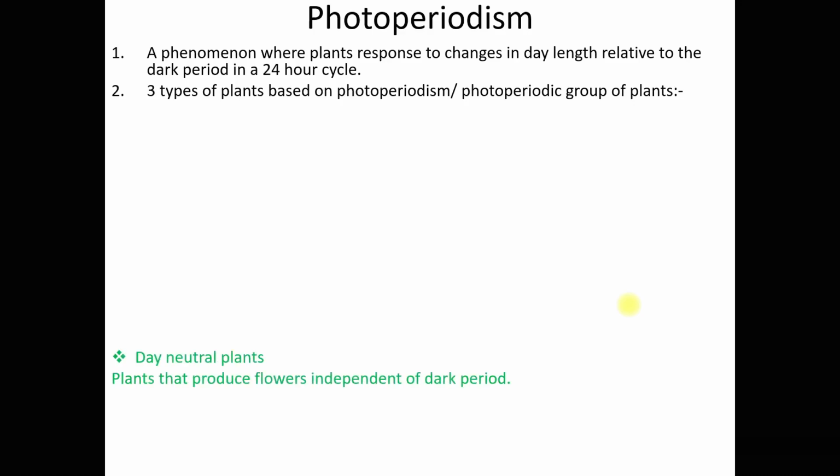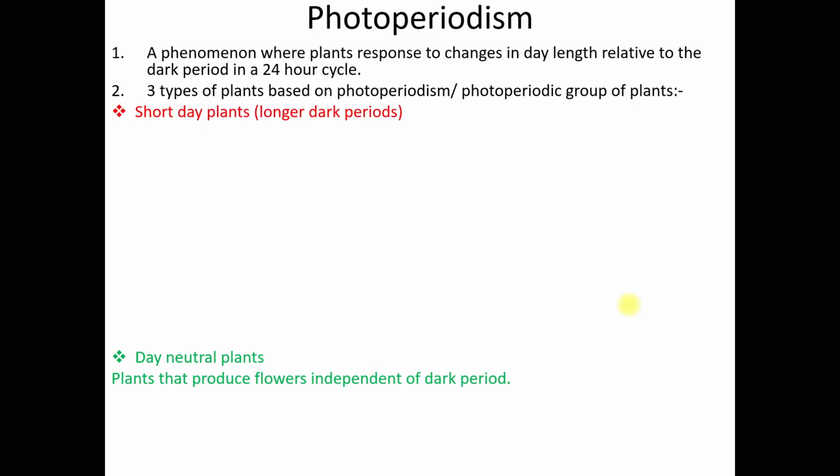The first type of plants, or group of plants, based on photoperiodism is the day neutral plants. These day neutral plants produce flowers independent of the dark periods, where either their dark period is shorter than or exceeds a critical night length, they will still flower. Meaning they will still produce florigen that eventually triggers flowering. These are day neutral plants.